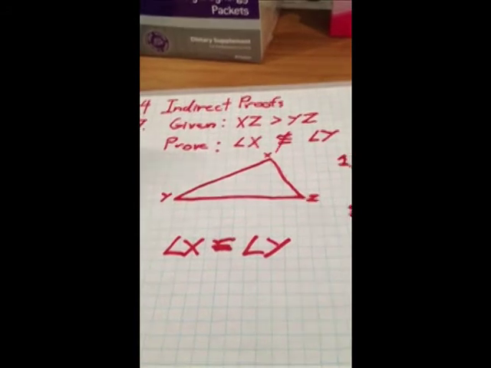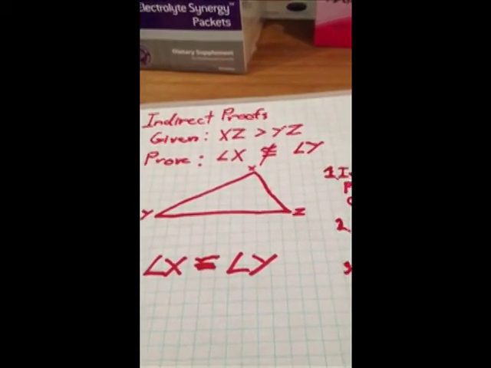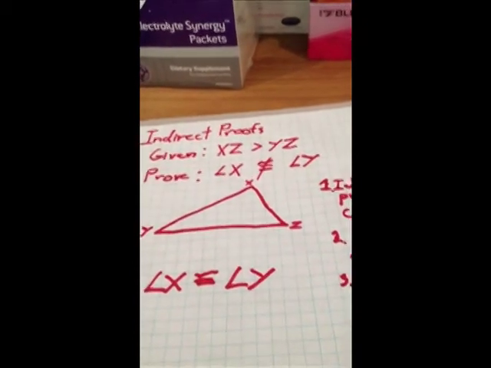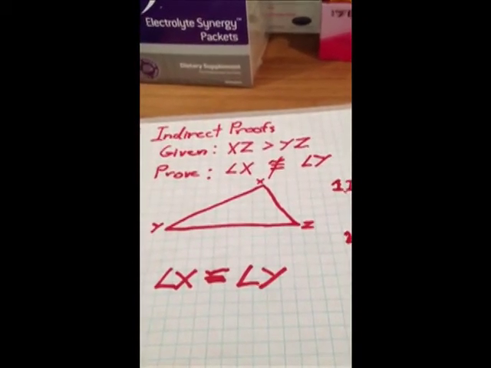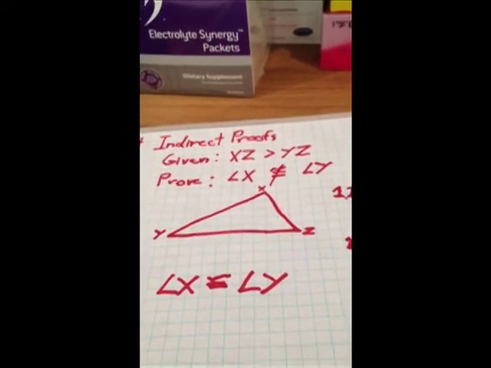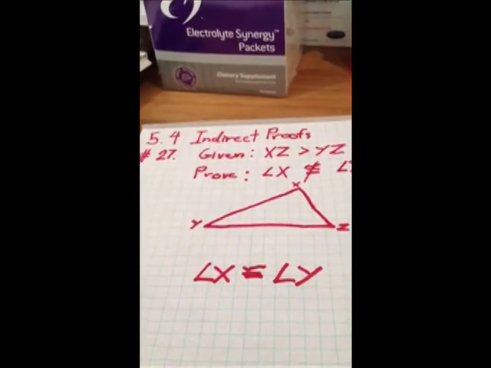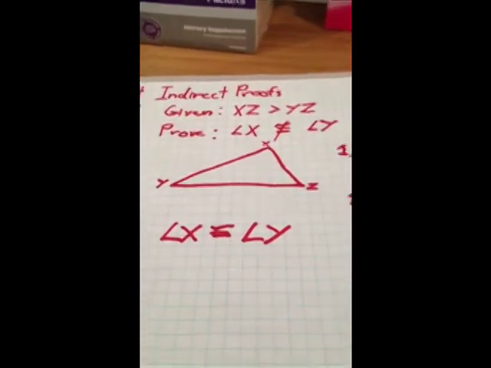From there, you just write down a concluding sentence stating that because our assumption, angle x is congruent to angle y, is false, the original proof, angle x is not congruent to angle y, must be true. And that's pretty much it. You just solved an indirect proof. Congrats.